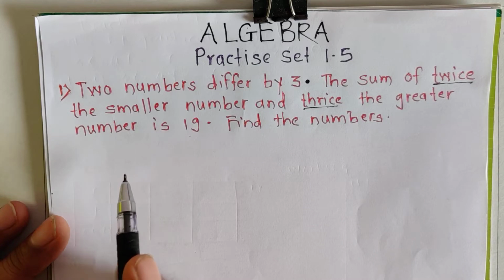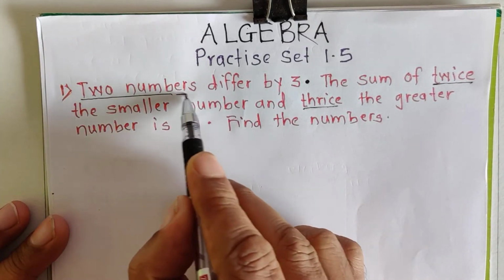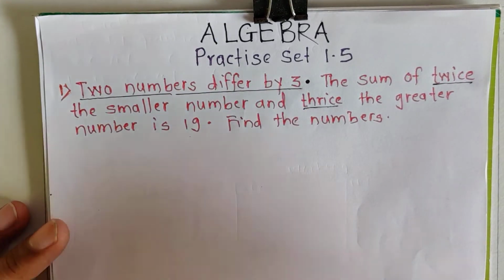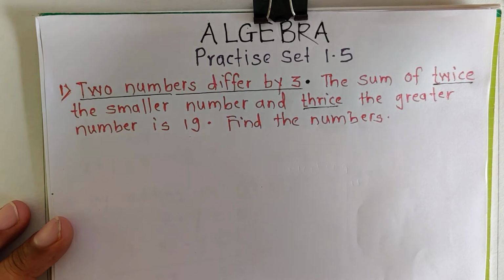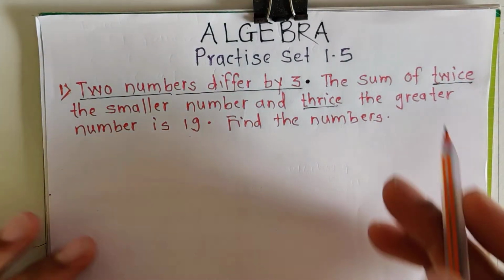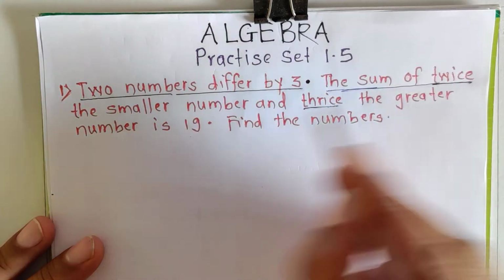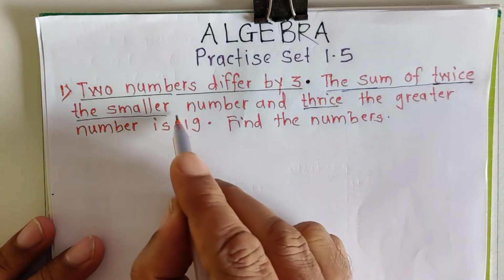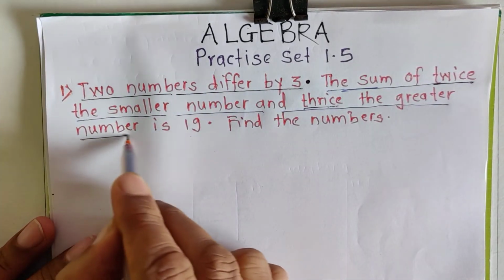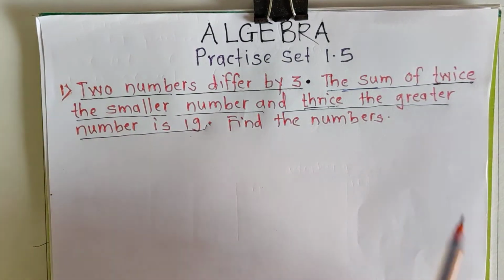Divide this sum into two parts. This is the first part: two numbers differ by 3. And this is the second part: the sum of twice the smaller number and thrice the greater number is 19. So these are the two parts, and then find the numbers.